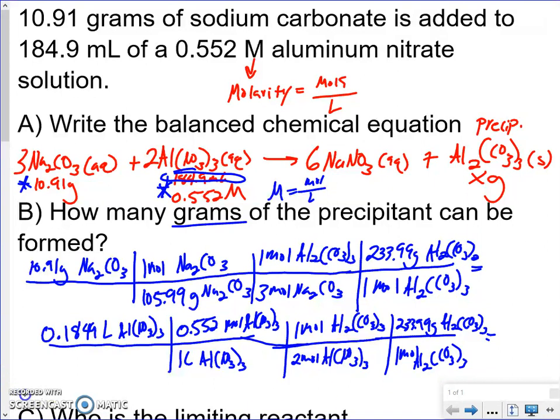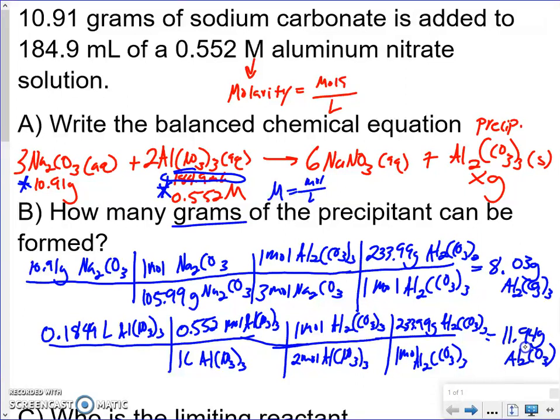For time's sake, I'm going to pause real quick and calculate these, and then I'll write the answers down for you. All right, so I just did the calculations off screen. What I'm getting is, for the first one, the sodium carbonate, it can form 8.03 grams of the aluminum carbonate. And for the aluminum nitrate, it can form 11.94 grams of the aluminum carbonate.